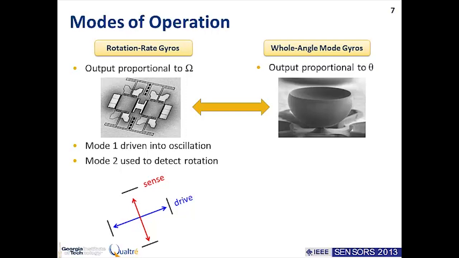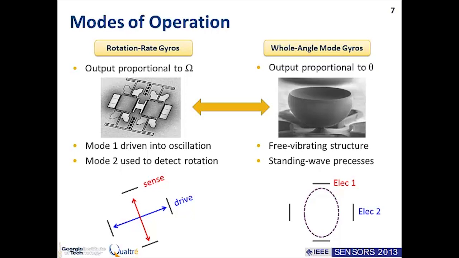On the other hand, whole angle mode gyros operate slightly differently. So what we do here is, if we take, for example, this shell-type device, we excite it into its first elliptical mode of vibration, so basically it's just expanding and contracting in this particular shape. And we make sure that we only excite this into vibration once, so unlike here where we keep dumping energy into this mode, we just hit it once and assume that our energy losses are very small, so basically that's going to keep vibrating forever.